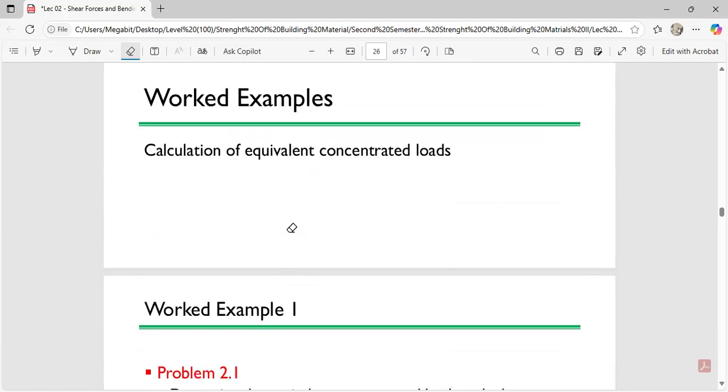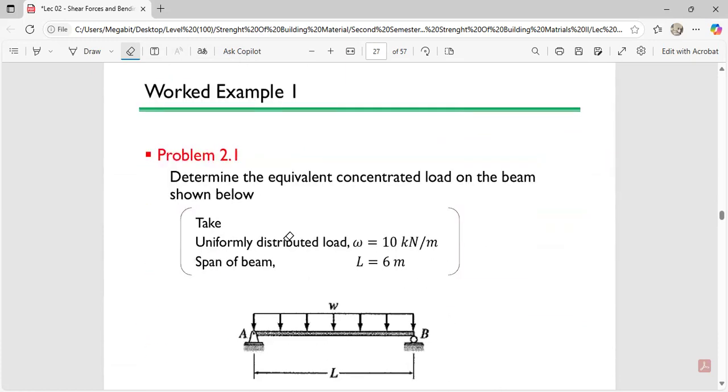So we can now start with some work examples. Okay. So first of all, this is a work example.